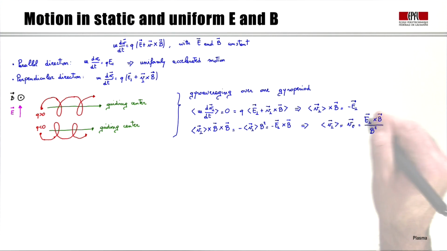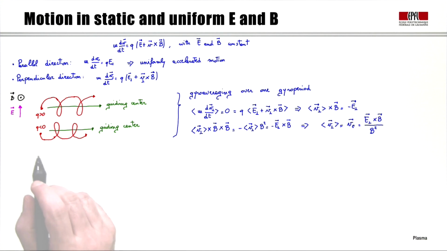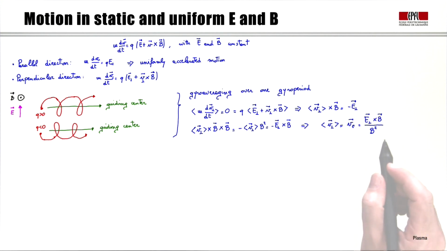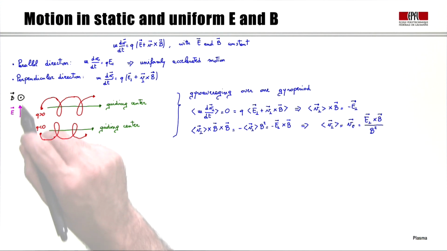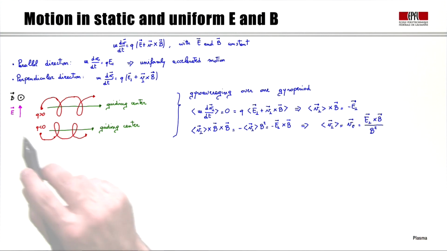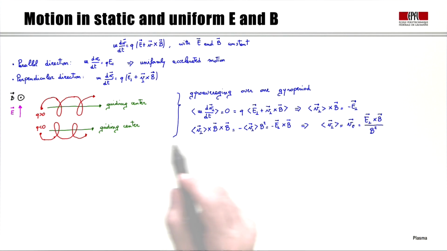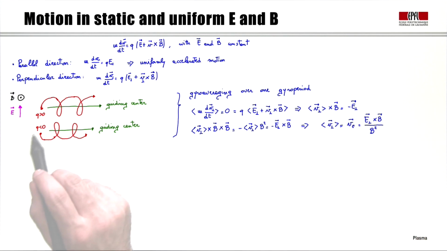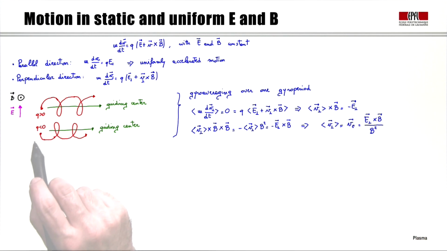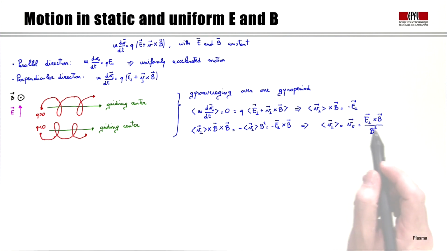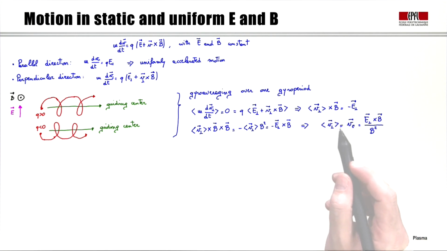Now, this will be actually the velocity of the guiding center that, as you notice in the picture we have drawn, is perpendicular to E and to B, and does not depend on the charge. Both positive and negative charges move in the same direction. Okay, so this is the averaged motion. How about the real motion?